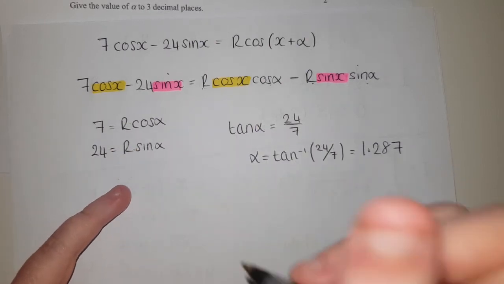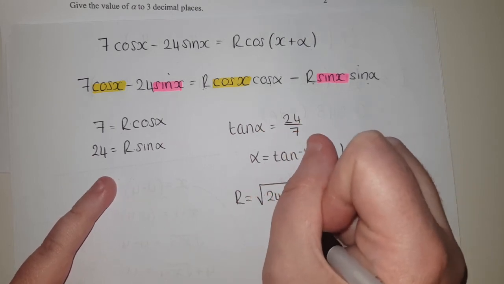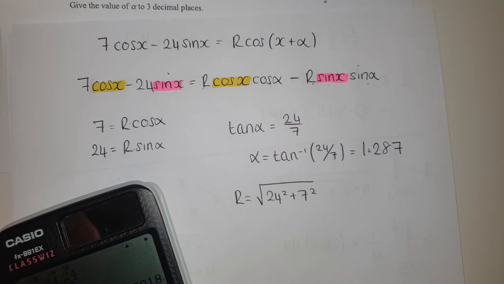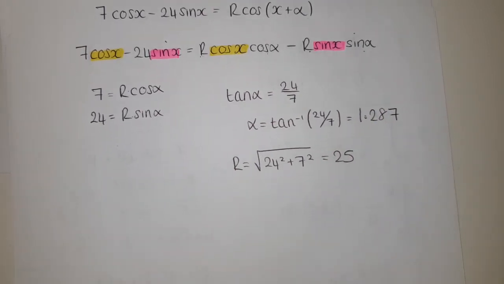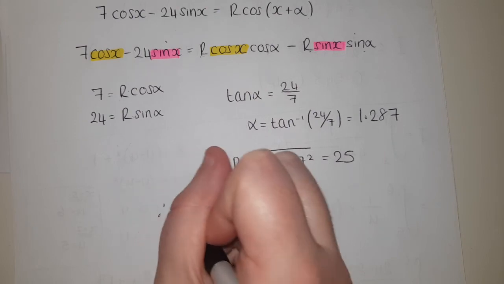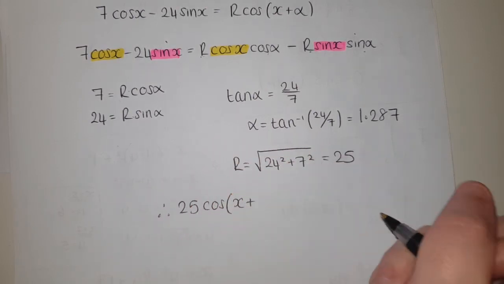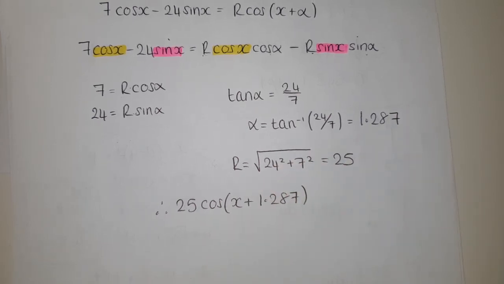Okay, second part, and we've been through all the proof on this to work out why we do what we do for r, but all you need to remember is it's Pythagoras, so it's the square root of 24 squared add 7 squared, which I'm pretty sure is 25. Yeah, it's one of our Pythagorean triples. Okay, and so you can write your equation as 25 cos of x plus 1.287. Okay, and so that's our first one.